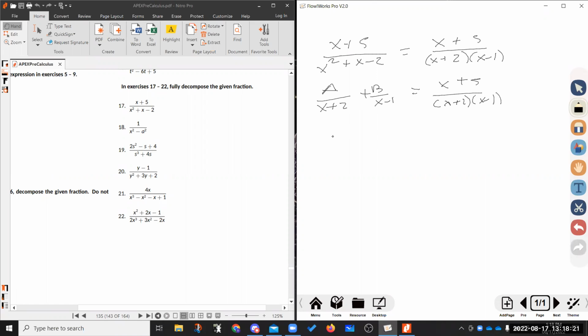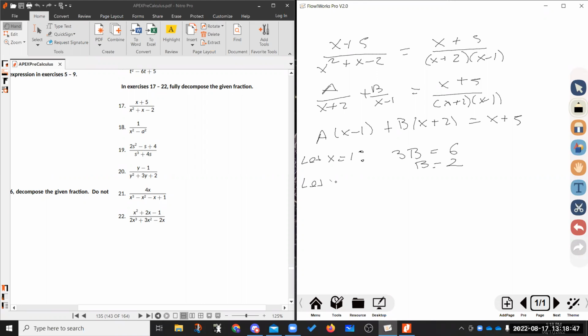And multiply by our LCD, a times x minus 1 plus b times x plus 2 is going to give us x plus 5. So because I have distinct linear factors, I'm going to let x be equal to 1, my first one, so I get a 0 there. That's going to give me 3b is equal to 6 and b is equal to 2.